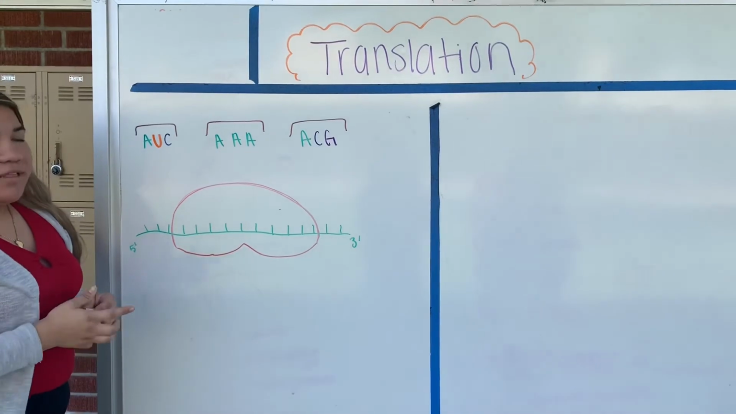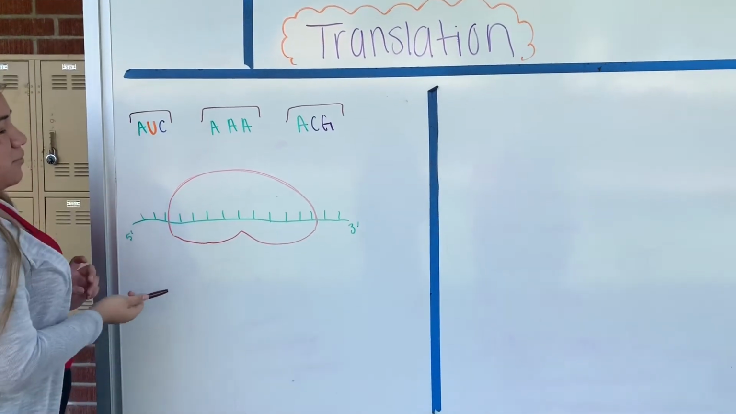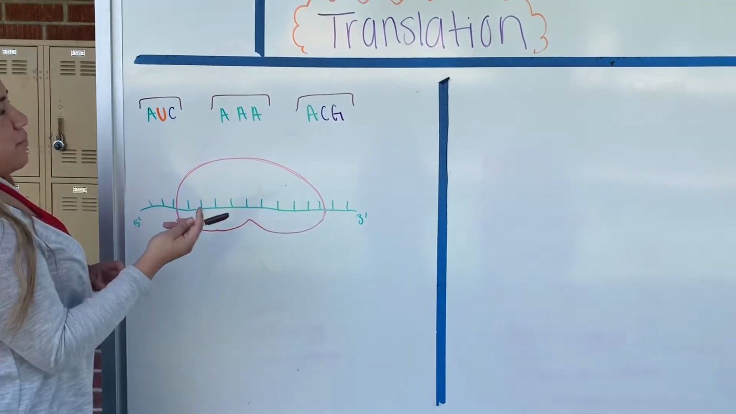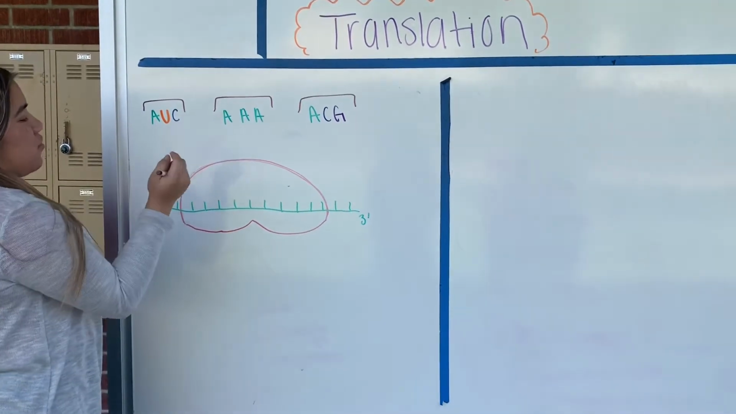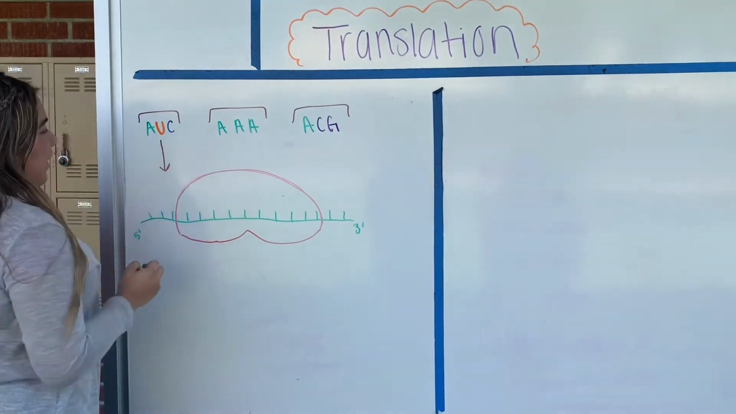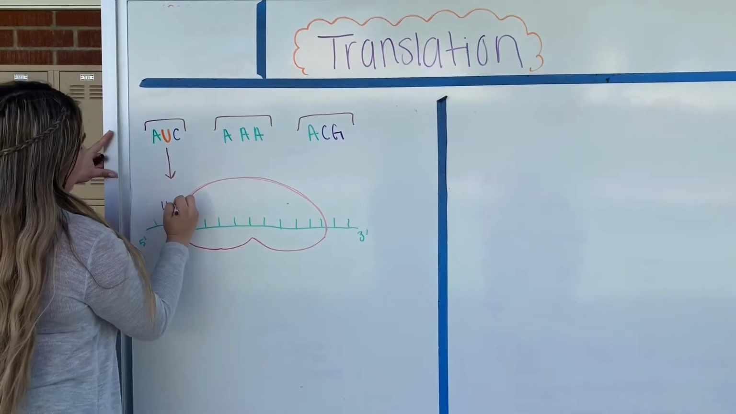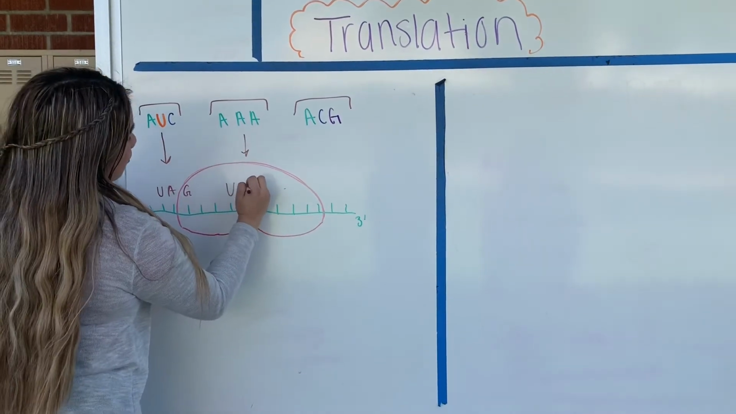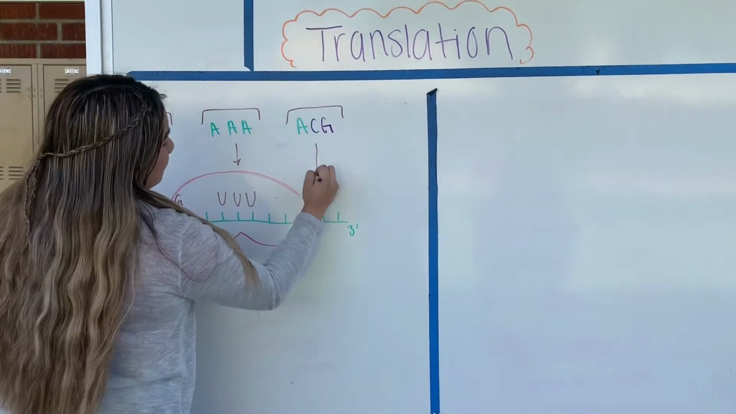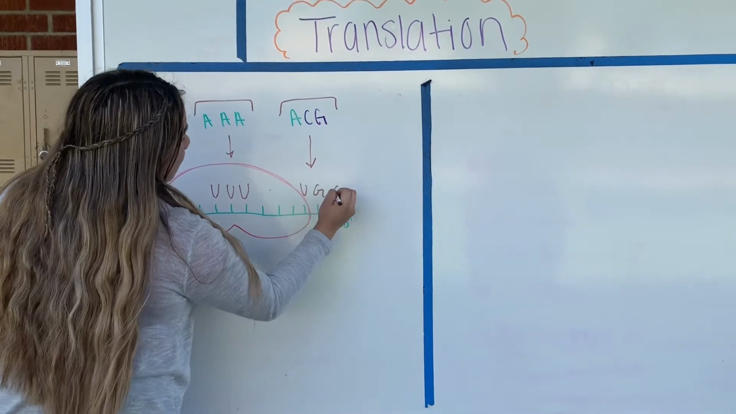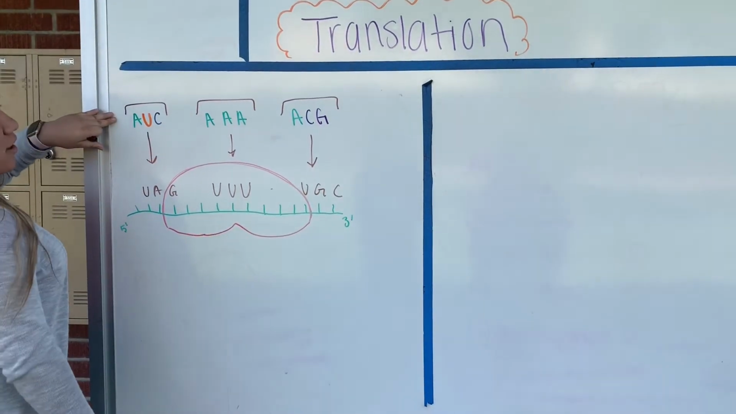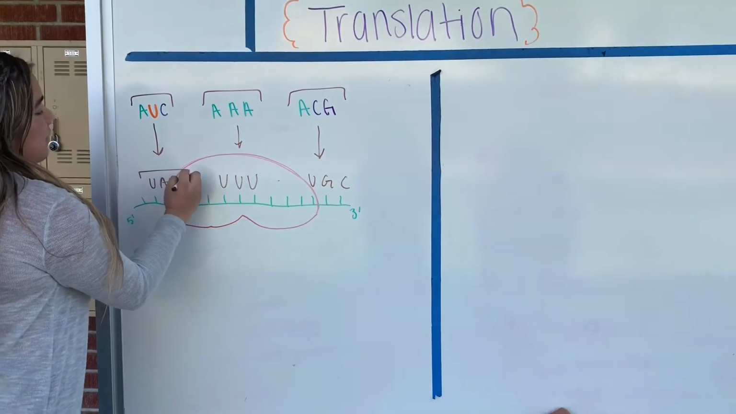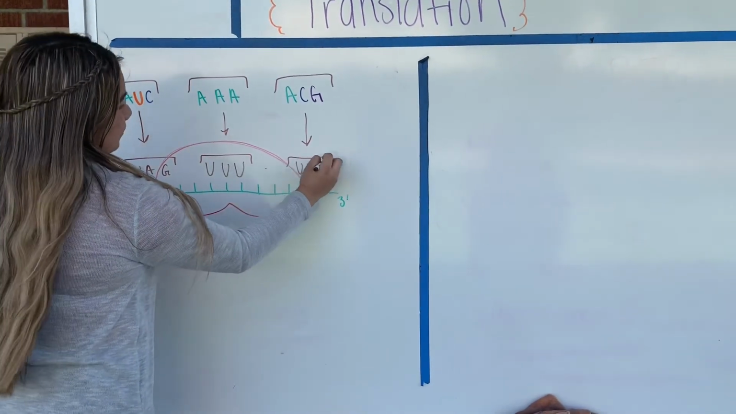Keep in mind that everything in translation occurs within the ribosome. A ribosome will carry a strand from 5' to 3'. So let's begin the process. AUC will translate into an anticodon, which will become UAG. AAA will become UUU, and then ACG will become UGC, which is basically making the codons into anticodons. These codons will later on be labeled as amino acids.